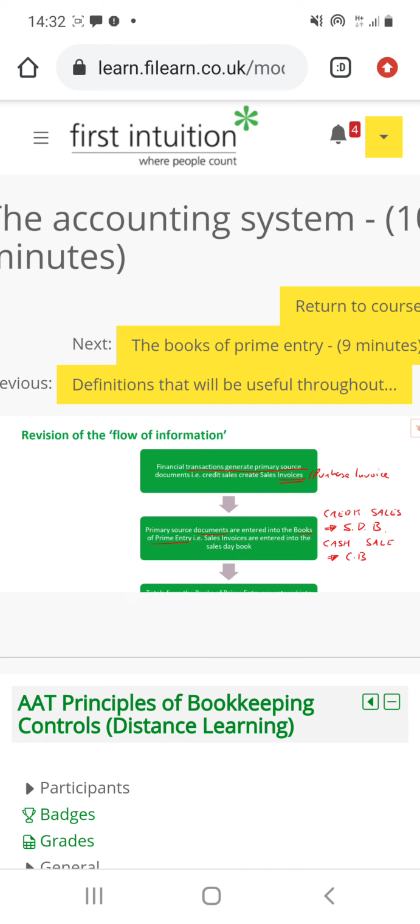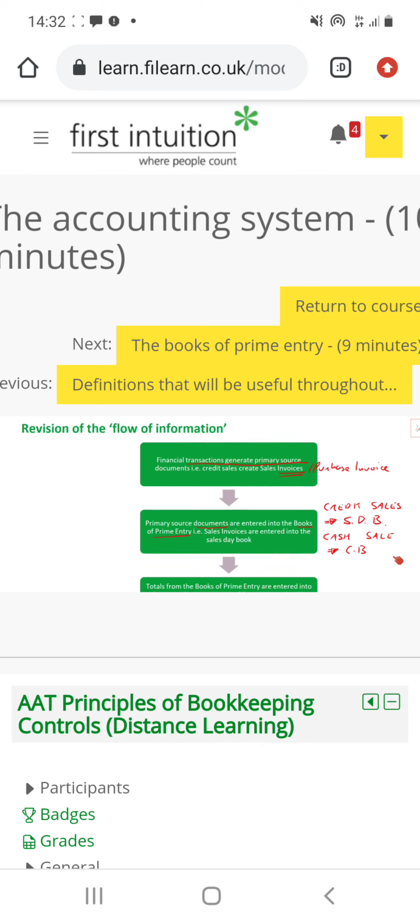Remember, the sales and indeed the purchase day books deal with credit items. The cash book deals with cash items. But we record those transactions in the relevant books. So the main ones: sales day book and purchase day book for your credit sales and credit purchases, and then your cash book, which sometimes can get split into cash receipts and cash payments books, for your cash items, so things you're paying for immediately.